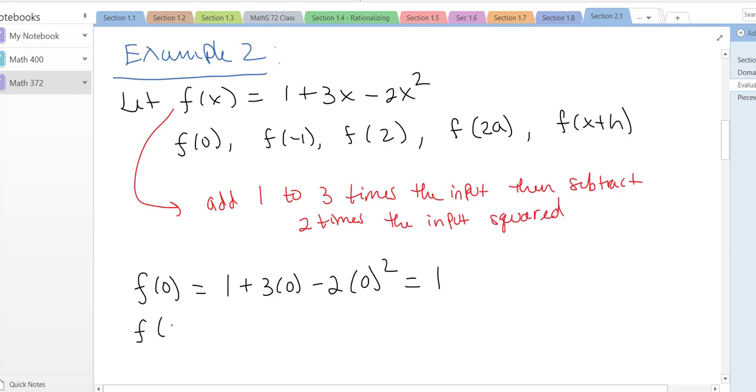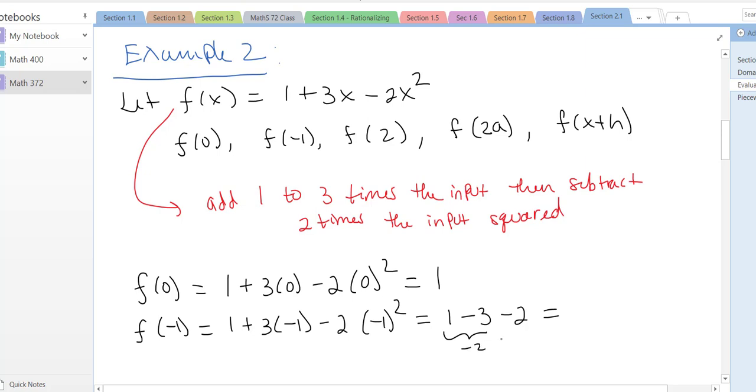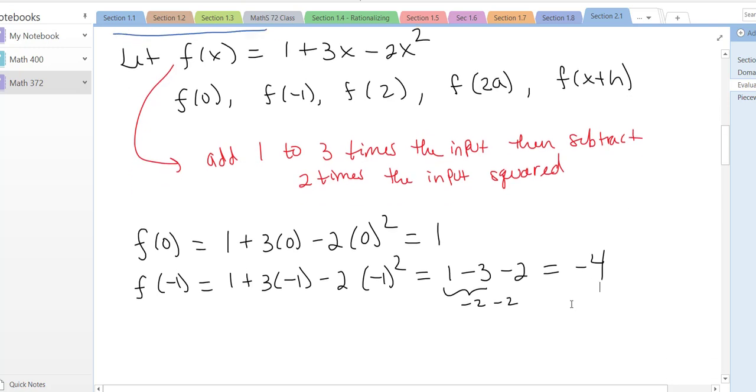For f of -1, same thing. I'm adding 1 to 3 times the input minus 2 times the input square. Now I have to work a little. So I have 1, 3 times -1 is -3, and then -1 squared is positive 1, so I just get -2. So what does this become? And make sure that you're using your rules, order of operations, right? So you always do it from left to right. So 1 minus 3 is -2, and then minus 2 is -4. So that's f of -1.